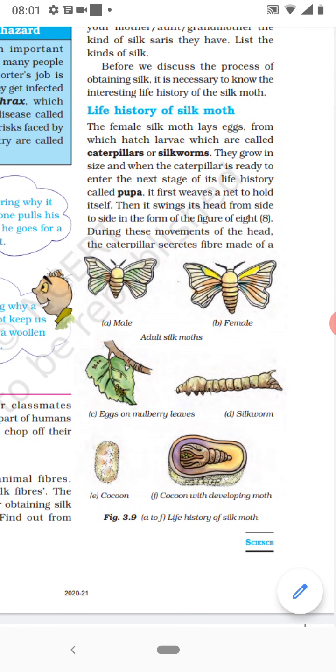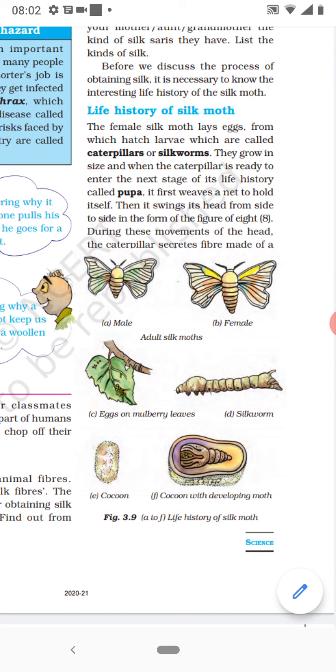Now, there is a variety of silk moths which look very different from one another, and the silk yarn they yield is different in texture. So, different varieties of silk are obtained from different varieties of silk moths. The most common silk moth is the mulberry silk moth.